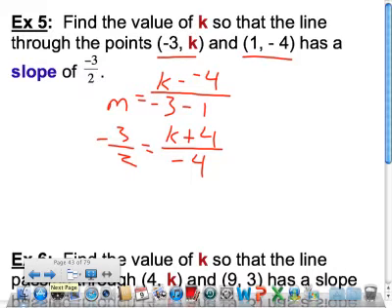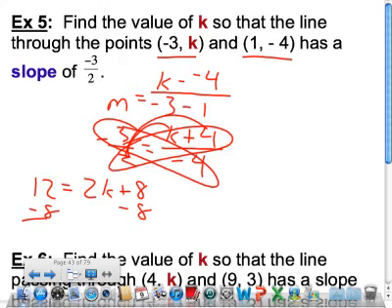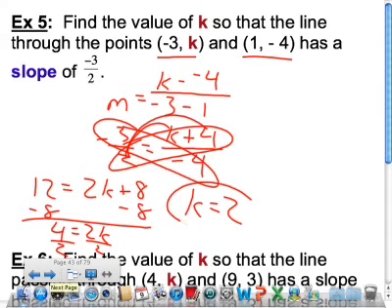And now we have a proportion here. We got to cross multiply. When I cross multiply, -3 times -4 is positive 12 equals, distribute this 2, so 2k plus 8. Subtract your 8 from both sides. So you get 4 equals 2k. Divide by 2. K equals 2. All right, so again, just more of an application type problem of slope.